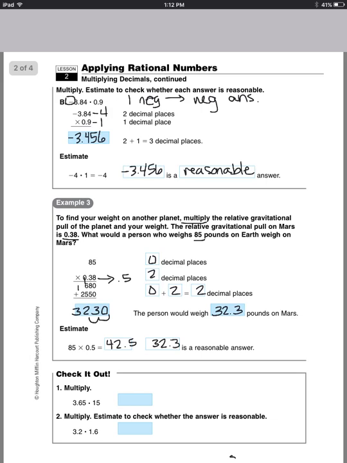Okay, go down and do the check it out. As long as you do what we did before and tell me how many decimal places each one goes out and add them together to tell me how many places you would move your decimal in the answer, you can use a calculator.